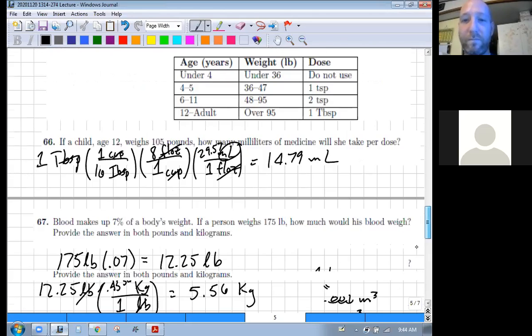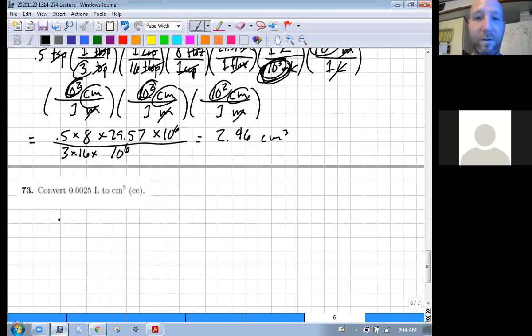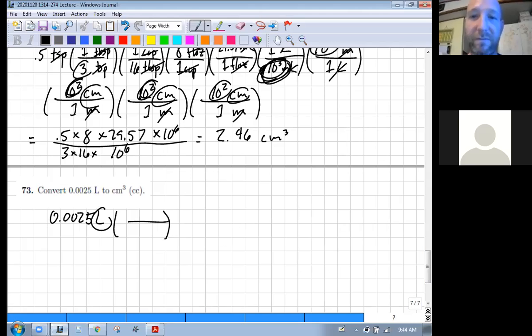So 0.0025 liters. Again, liters here is a volume, so when we convert it to lengths, it's going to be a length cubed. And we found that 1 liter is 0.001 meters cubed, right?